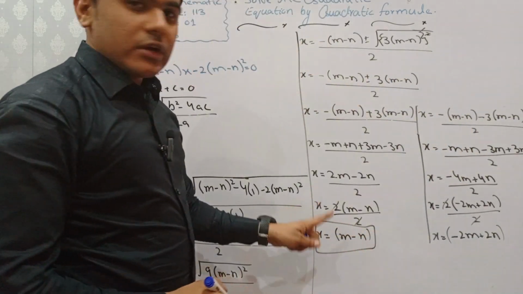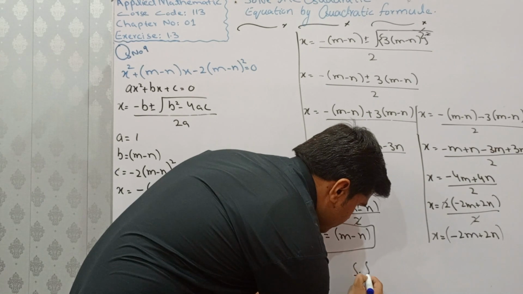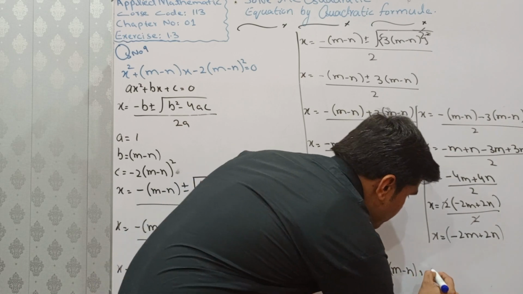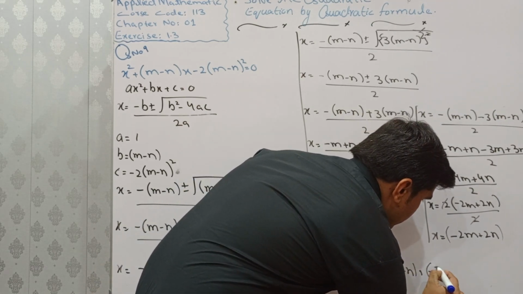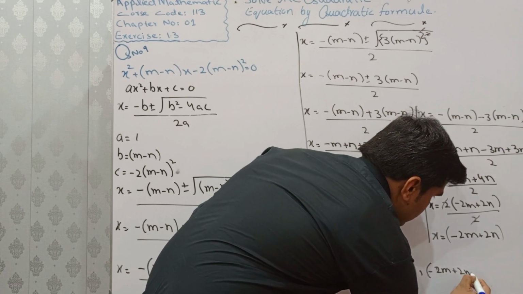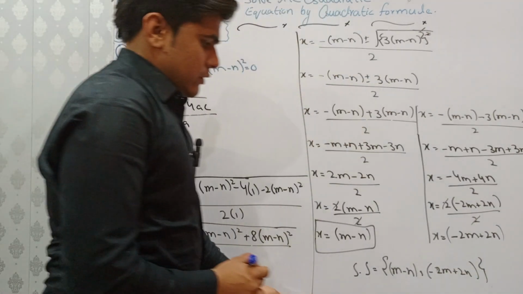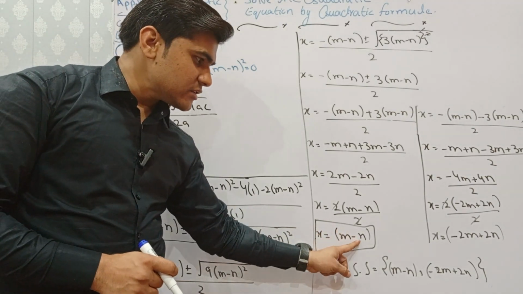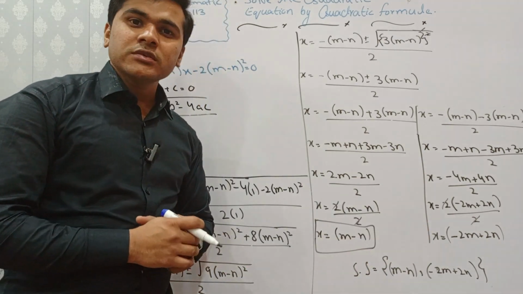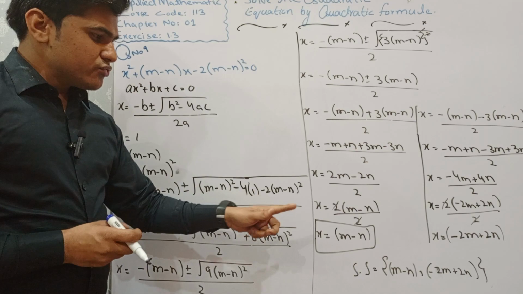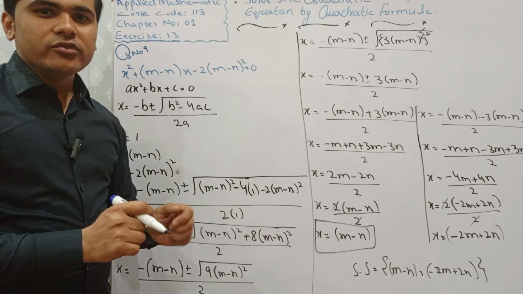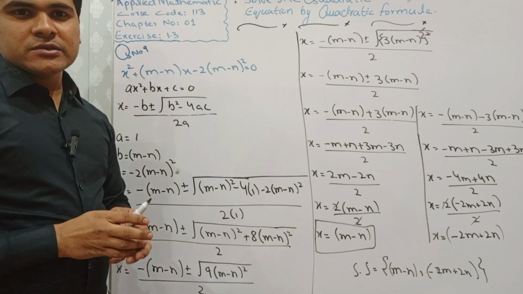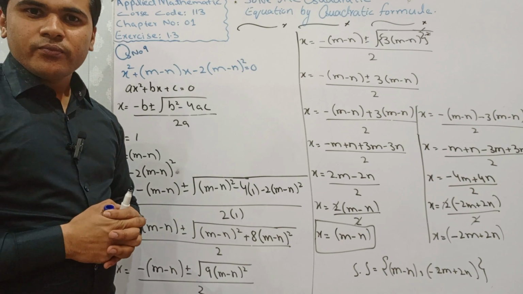Okay. So our solution set will become m minus n and comma minus 2m plus 2n. Okay, so you found out the two roots of x. One is x equals m minus n and the other one is minus 2m plus 2n. Okay, so in this way you can find out the roots of any given equation by using the quadratic formula. Just what you have to do, follow the steps and find out the roots. Okay, thank you very much.